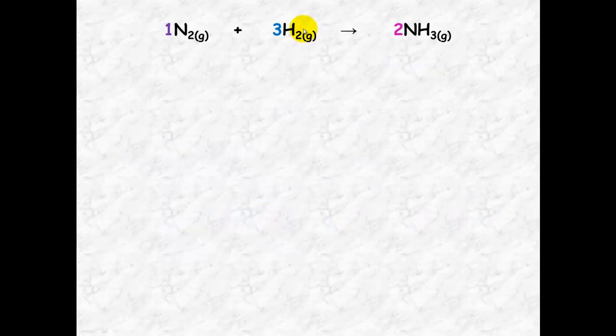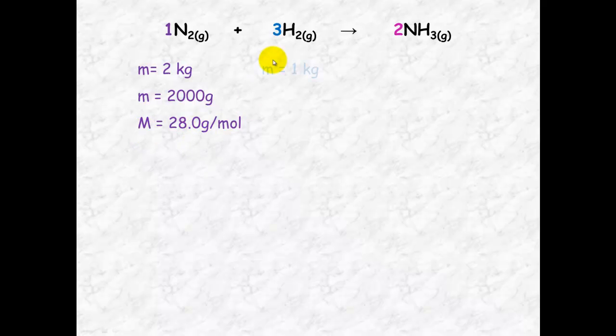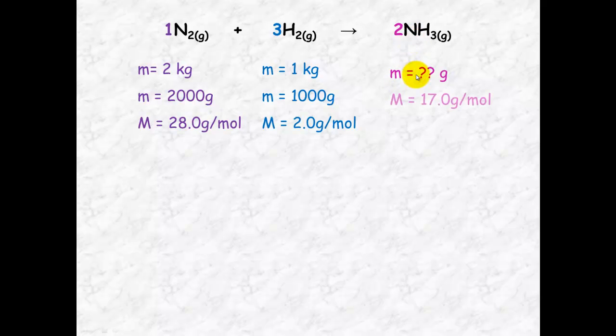So let's put all of that information here that we know. So we know that mass equals 2 kilos, which equals 2,000 grams, and we know the molar mass from the periodic table is 28 grams per mole. For hydrogen, we know that the mass is 1 kilogram. We have to change that to grams, so it's 1,000 grams, and the molar mass is 2.0 grams per mole. We want to find out the mass of ammonia, and we know its molar mass there is 17.0 grams per mole. Always write down all your information.